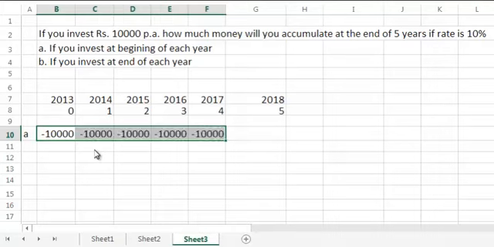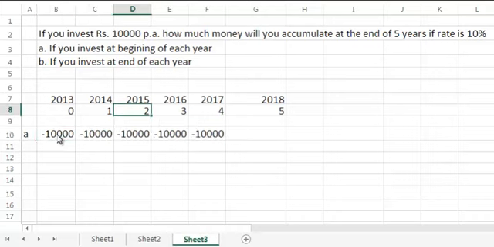So what has happened is we have invested rupees 10,000 at the beginning of year 1, beginning of year 2, beginning of year 3, beginning of year 4 and beginning of year 5. Please note that point 1 also denotes the beginning of year 2 as well as the end of year 1. Similarly, point 2 would also denote the end of year 2 and the beginning of year 3, and point 4 would denote the beginning of year 5.